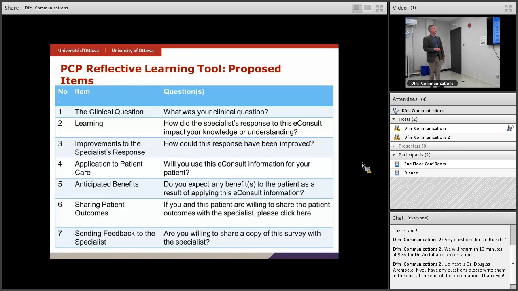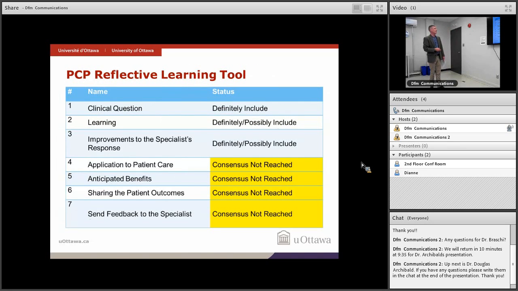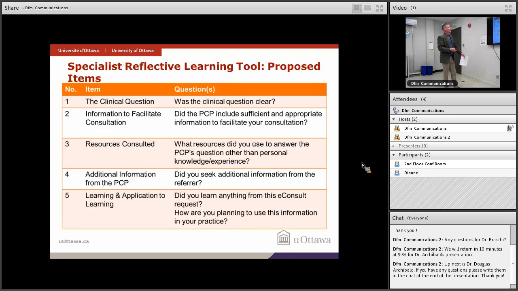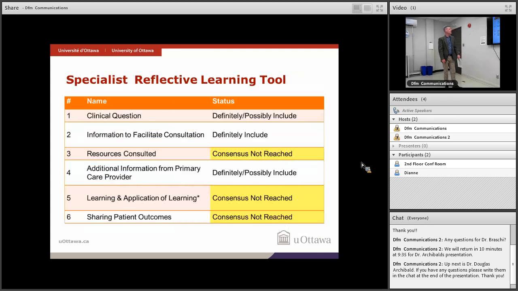Okay. Yep. So that was the primary care profile. As I said, we didn't get consensus on a number of items. The specialist tool is similar in the fact that it all starts with the question, defining whether the question was clear or not, moving into resources that were consulted, and finally the learning and application of learning. If you're interested in this, I can show you details of what these questions actually are. These are sort of the main constructs of the tool right here.